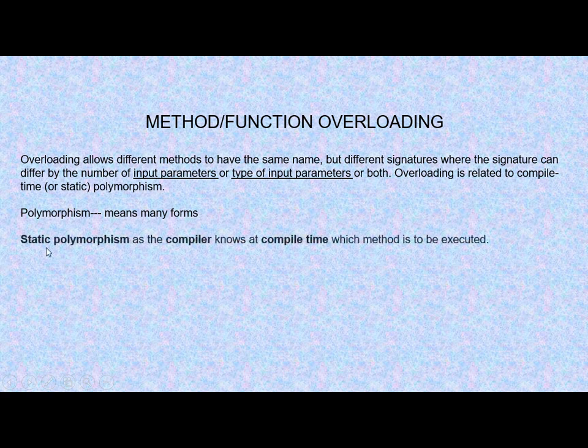And static polymorphism means the compiler knows at compile time which method will be executed. According to the arguments or parameters which we pass in the method, the compiler will find out which method will be executed at that time. So this is a brief description of method or function overloading. Now let's see how to implement method overloading in Java.